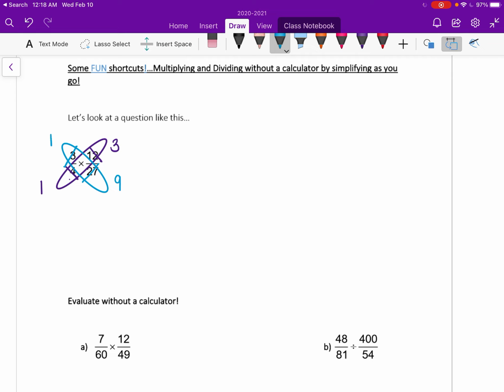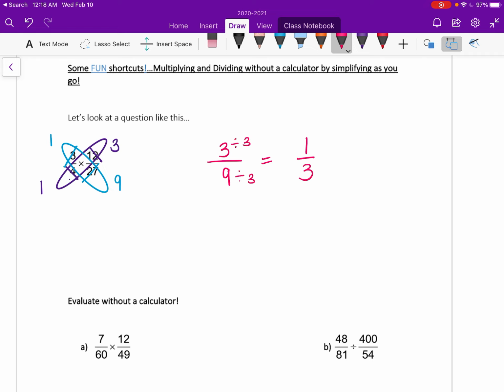Now, all of a sudden, I have this new number. I have 1 times 3, right? Just the two top numbers. 1 times 3, which is going to give me 3. And then 1 times 9, which is going to give me 9. And now this is way easier to simplify because I know I can just do 1 over 3. Divide this by 3, divide this by 3.